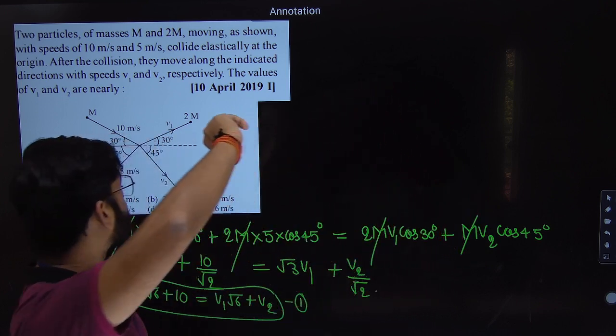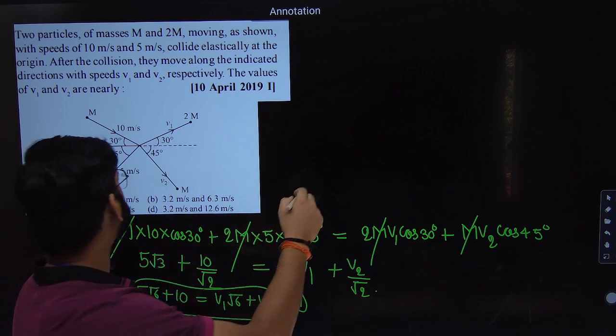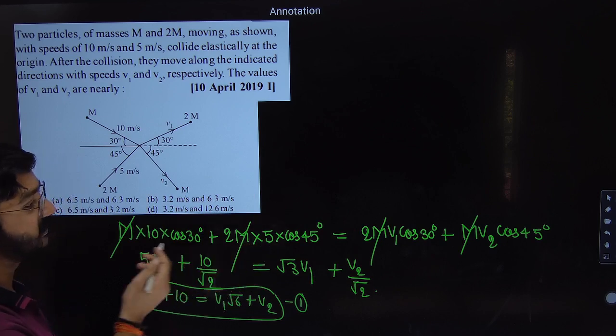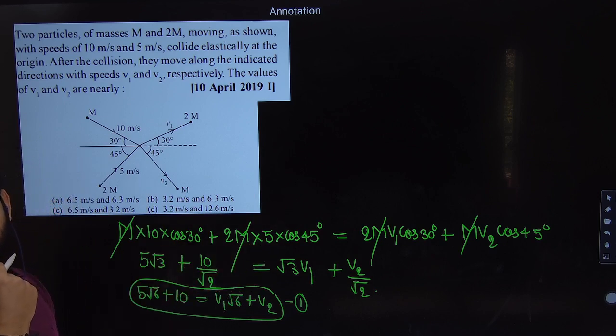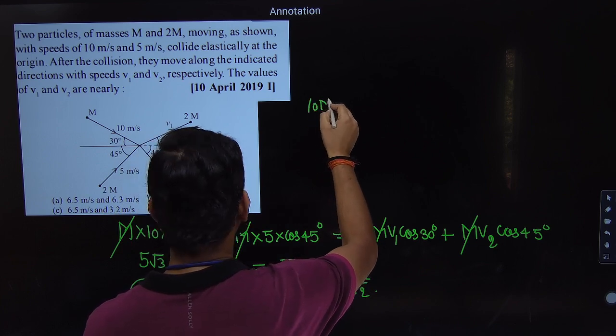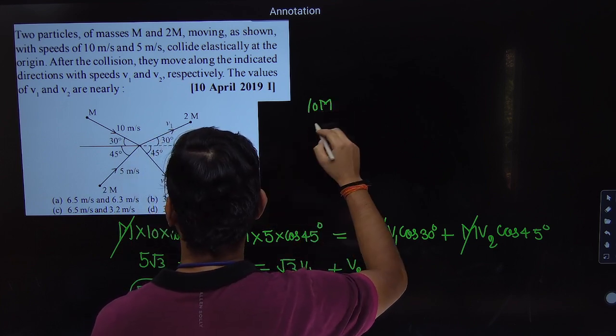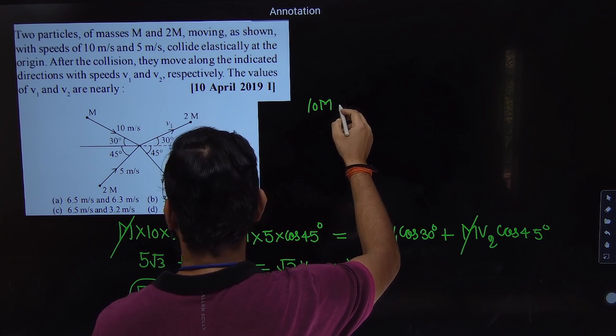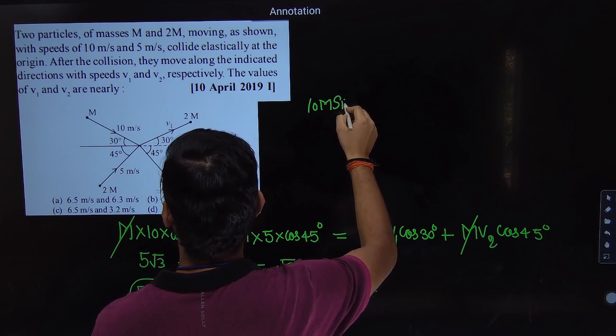Okay. Conservation of linear momentum in Y direction. What will be the component? Wherever cos is there, everywhere cos will be replaced by sine. So this will be 10m sine 30.